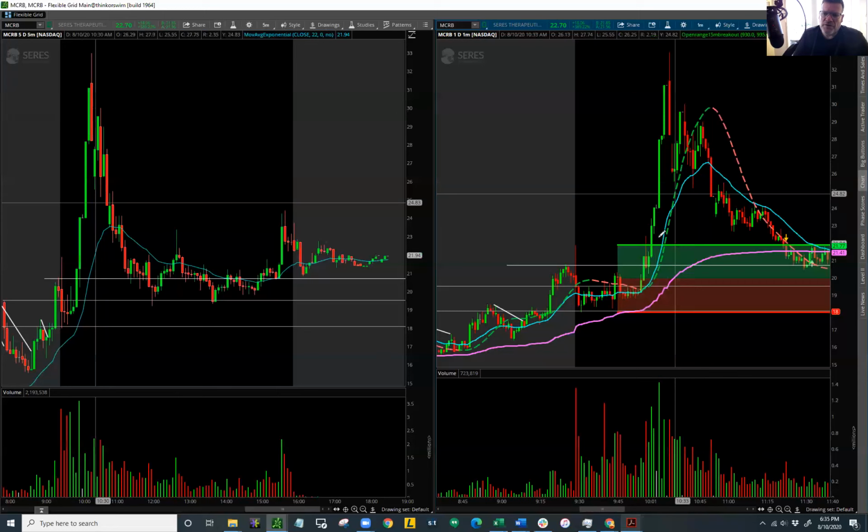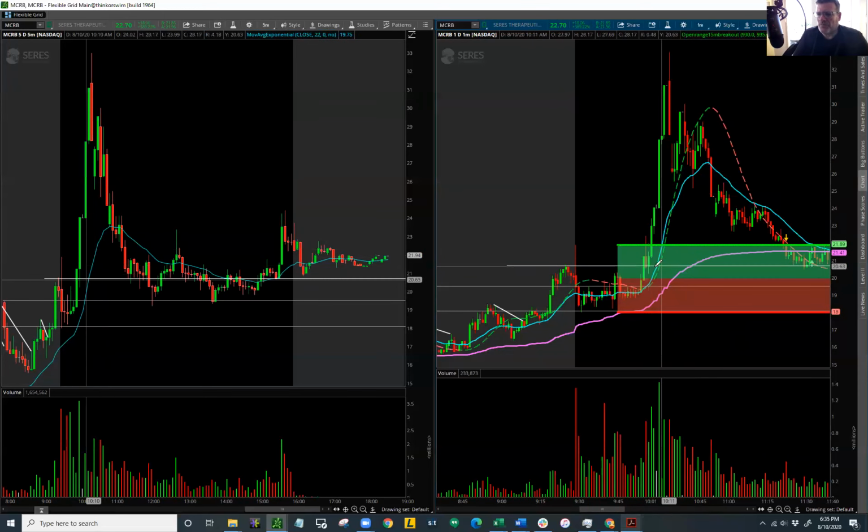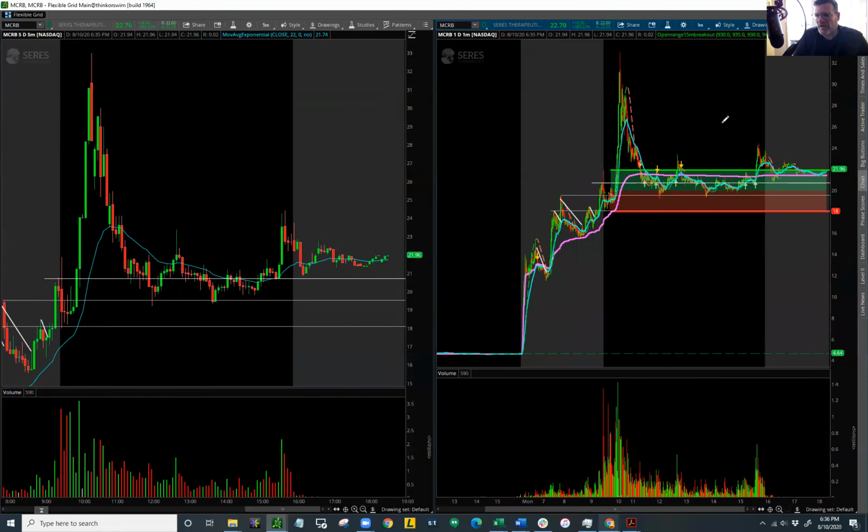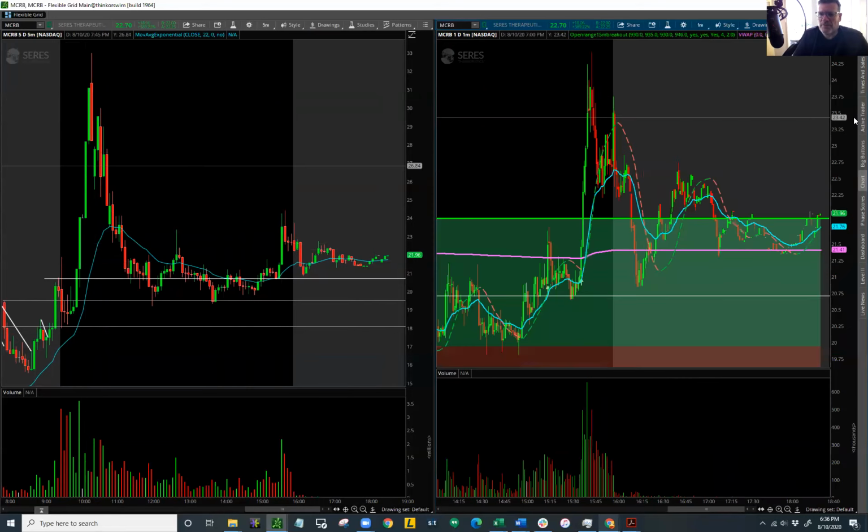So if you did trade this, it gave you a nice level right here. I would have gotten out going in a half size into this halt, and then probably would have gotten out at a half size going into here. So that would have been my play on MCRB. It did, I believe, give you a little afternoon play, which means it should be in play tomorrow.